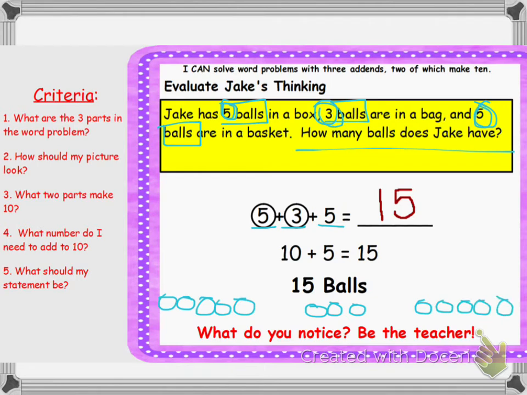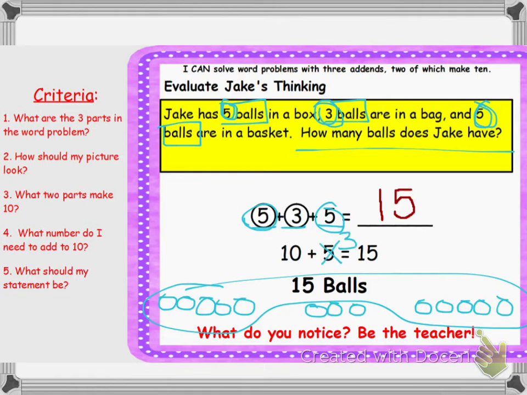What 2 parts make 10? 5 and 5 is a win. Making 10 is easy as can be. Well, let's circle the 5 and the 5. Ooh, did he do that in the number sentence? No, he circled 5 and 3. It should have been 5 and 5. Uh-oh. So now it should have been 10 plus 3.